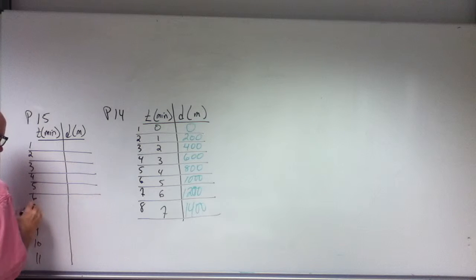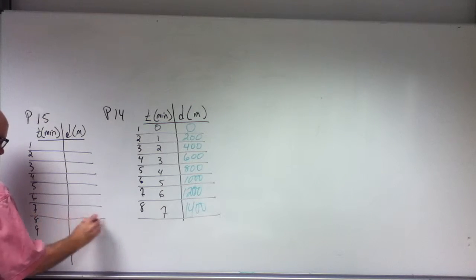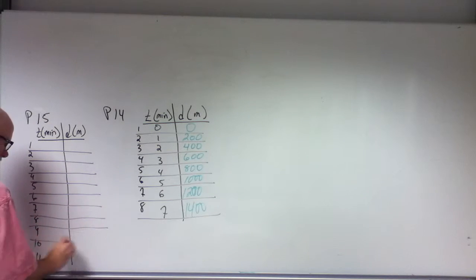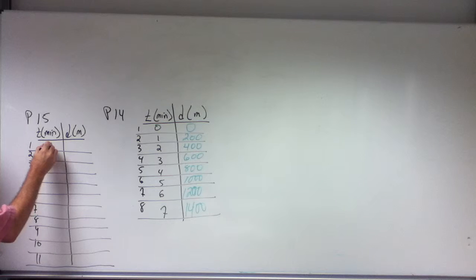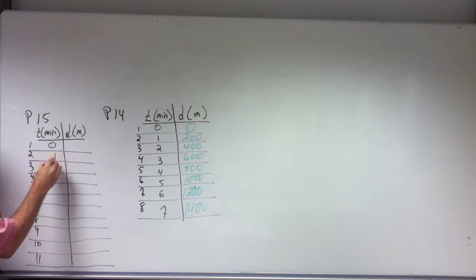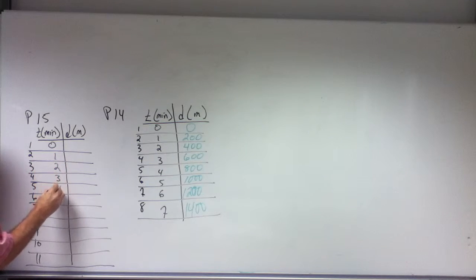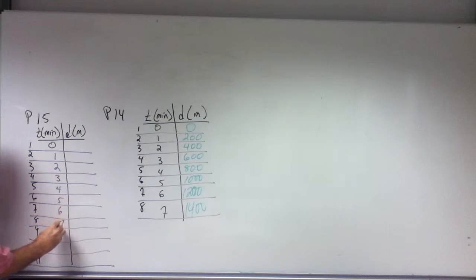So what's going to be the T? What's going to be the T? What's the first one here going to be? 0, 0, 0. 1, 2, 3, 4, 5, 6, 7, 8, 9, 10.